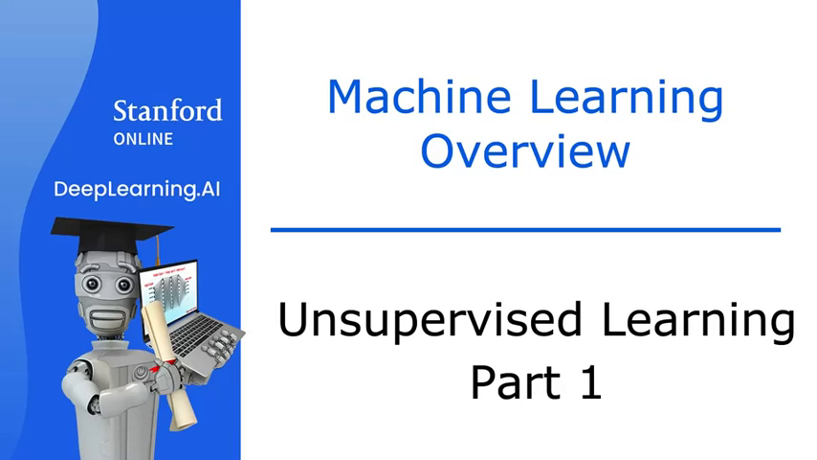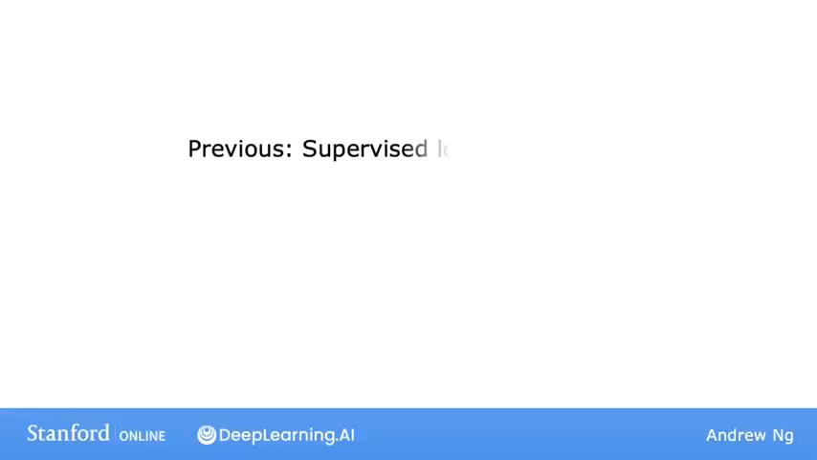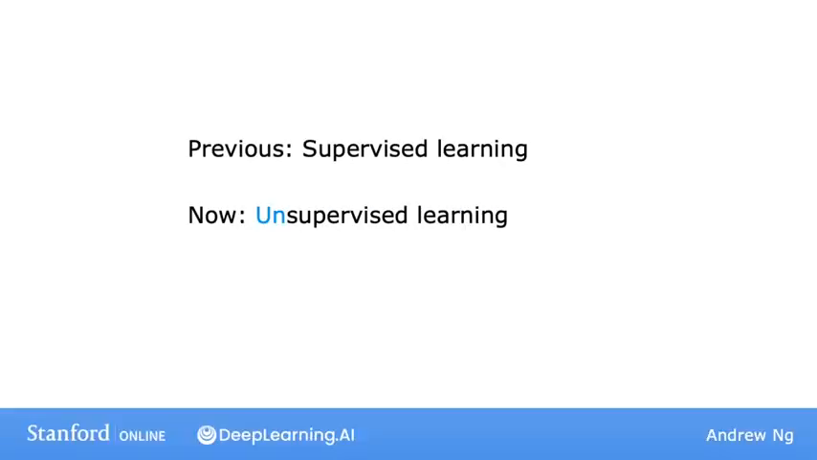After supervised learning, the most widely used form of machine learning is unsupervised learning. Let's take a look at what that means. We've talked about supervised learning, and this video is about unsupervised learning. But don't let the name unsupervised fool you. Unsupervised learning is, I think, just as super as supervised learning.